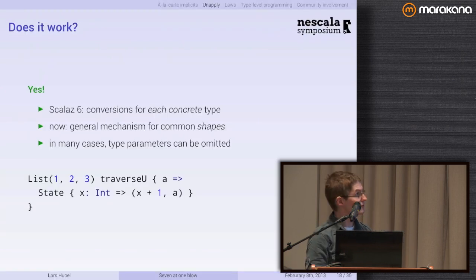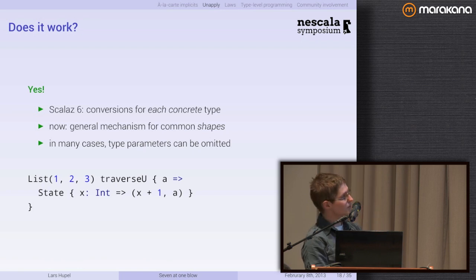In Scalaz 6, we used to have conversions for each concrete type. So we had conversions for Either, for Function1, Function2, and all that stuff. And now we have a general mechanism for common shapes. So we say, okay, we have a conversion for type constructors which take 2 parameters, and then we have conversions for type constructors which take 3 parameters and stuff like that. So in many cases, type parameters can be omitted.